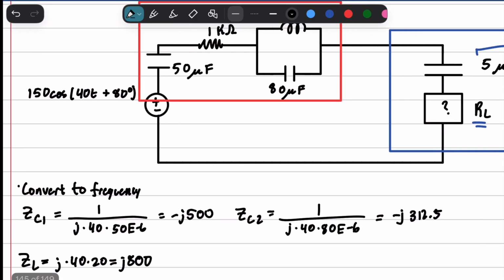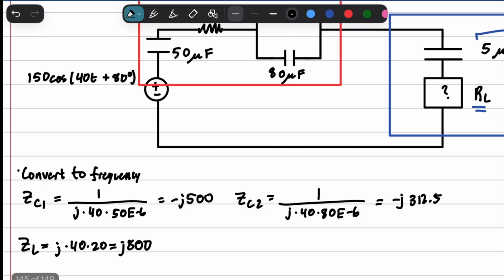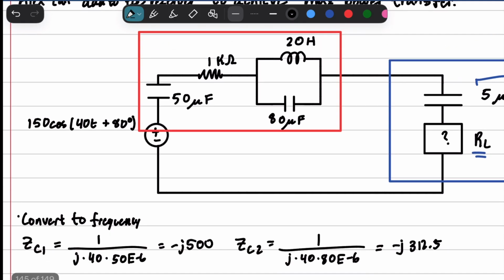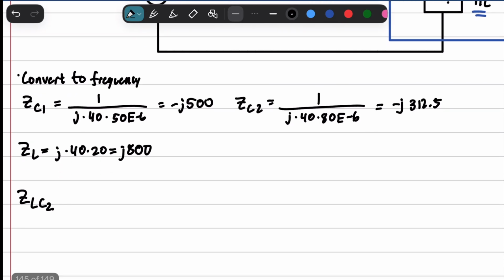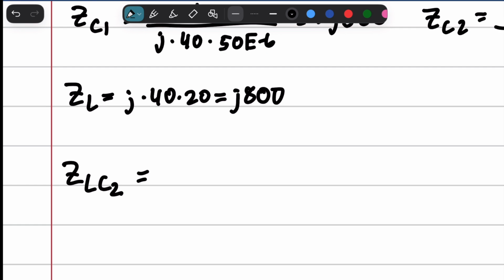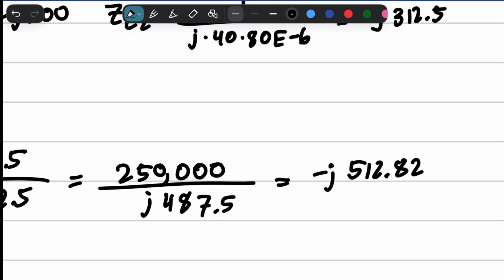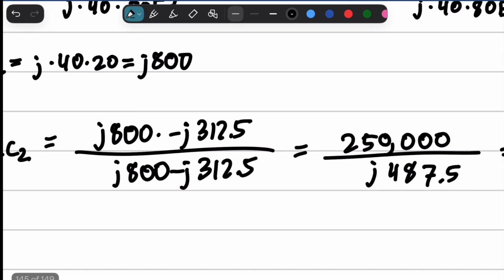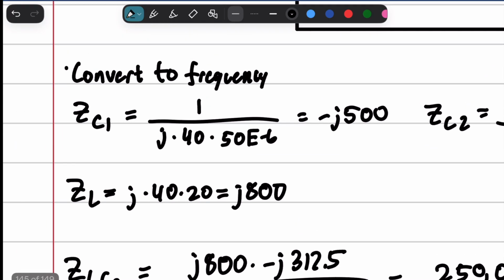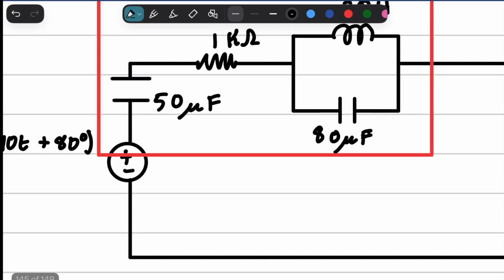Okay, so we have the individual components found. ZC1 is negative j500, ZC2 is negative j312.5, and ZL is j800. Now, C2 is in parallel with L, so we're going to go ahead and solve for ZLC2. And we're going to get approximately negative j512.82.